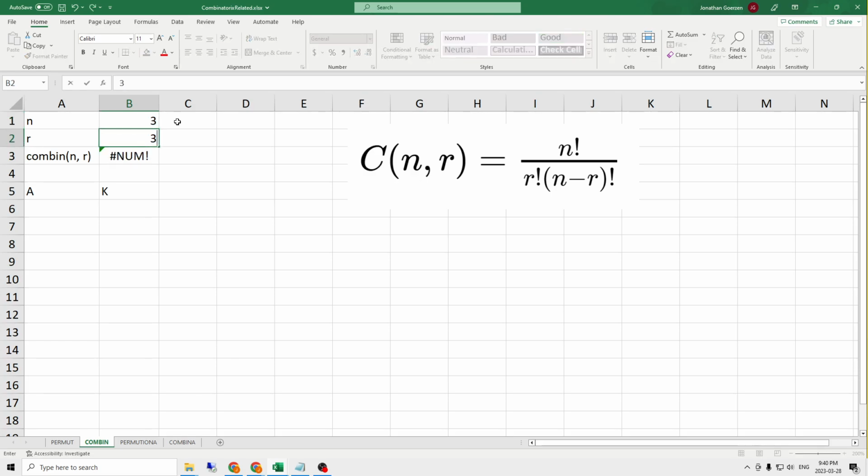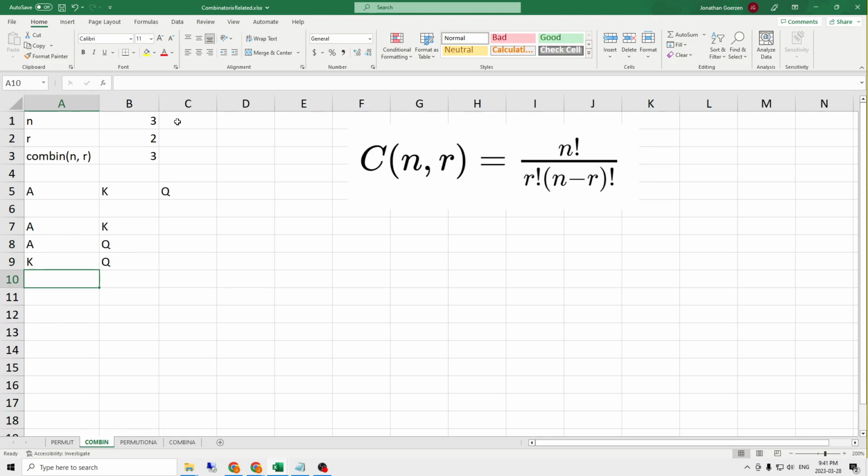Let's look at a slightly larger case. 3 pick 2, or 3 combine 2. Let's say that I've got an ace, a queen, and a king. Well, how many combinations of these? I have 3 cards, and I can draw 2 of them. I could draw an ace and a king. I could draw an ace and a queen. I could draw a king and then a queen.